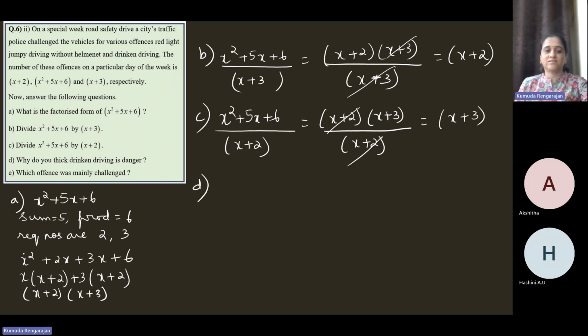A lot of mistakes in the spelling. So why do you think it's dangerous to drink and drive? Is the question there. Okay. Why do you think it's dangerous to drink and drive?